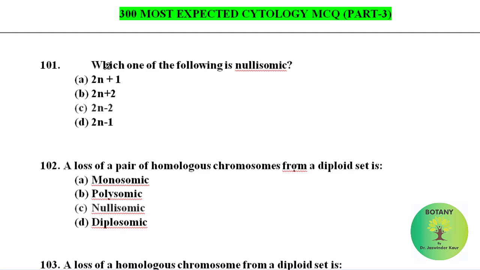Let's start. Which one of the following is nullisomic? As we know, in nullisomic, a loss of a pair of homologous chromosomes from a diploid cell occurs and it is represented by 2n minus 2. This is known as nullisomic.